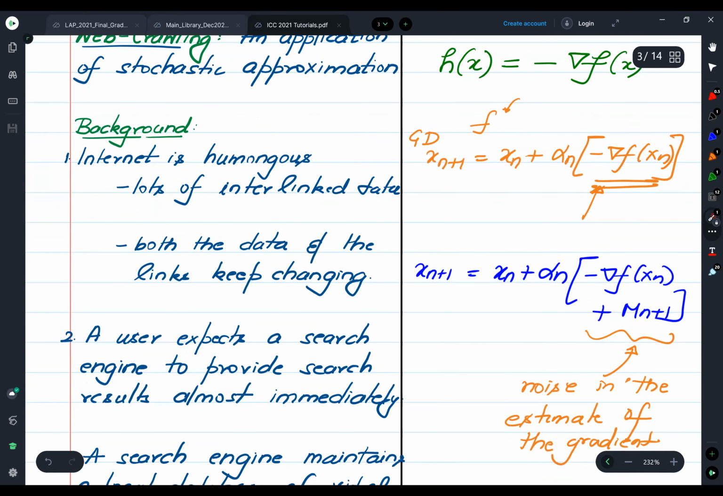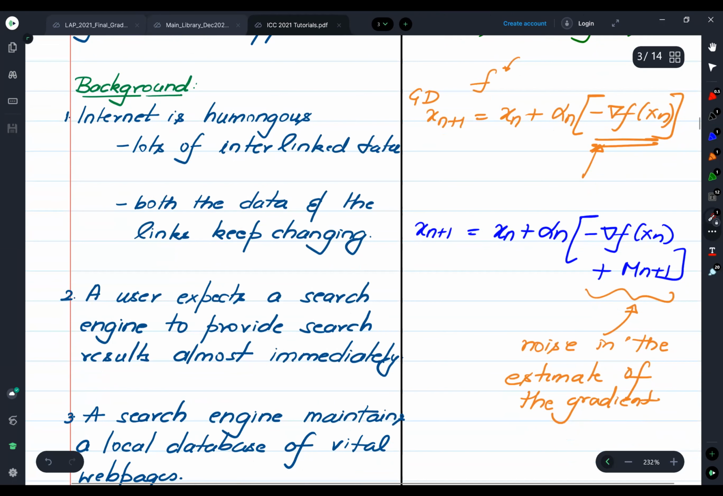So what does the humongous mean over here? Well, humongous means that the internet has lots of interlinked data, right? So it has a lot of data, and this data is interlinked. By that I mean that if you go to a web page, there are links. When you click on that link, you are transferred to another web page that consists of more details that you may wish to look at, and so on and so forth, right? So in that sense, the internet has a lot of interlinked data, and importantly, both the data and the links keep changing. Is that okay? So the internet is humongous in this sense.